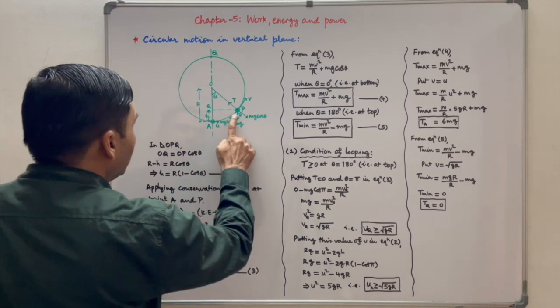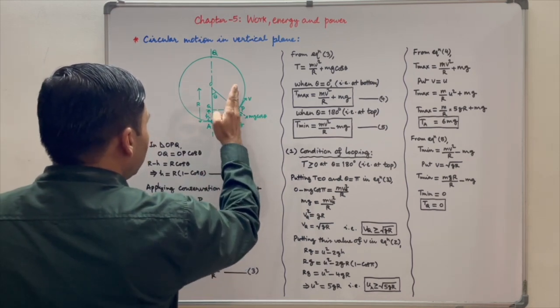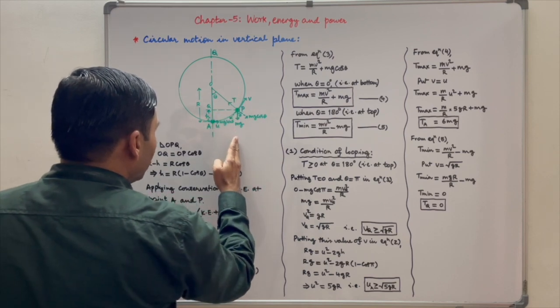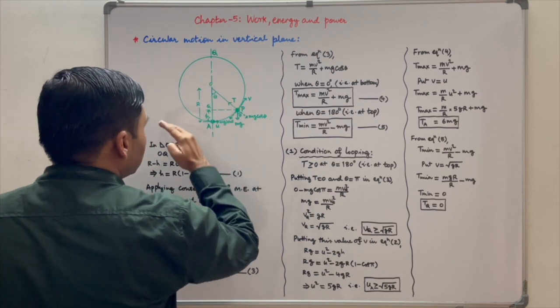At point P, forces acting on the particle are its weight that works vertically downwards, tension in the string that works towards the center.